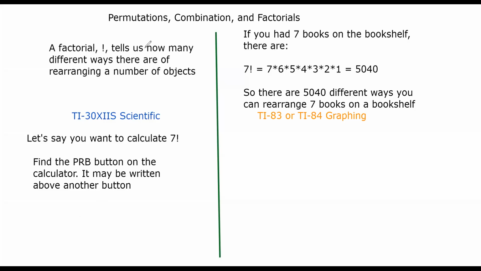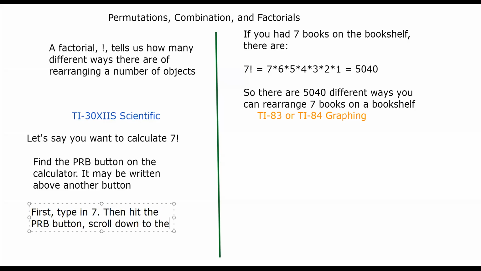So find the PRB button. First type in 7, then hit the PRB button, scroll down to the exclamation mark and hit enter. Hit enter again and it'll calculate it.